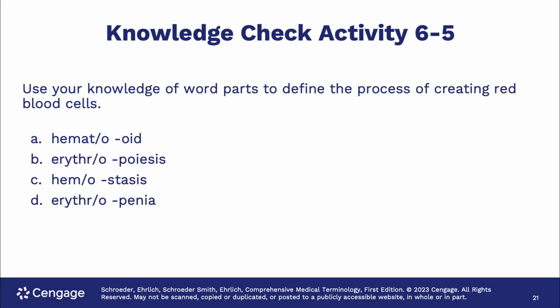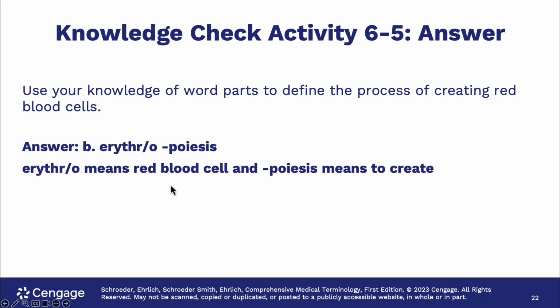Now, let's go back and try to piece some things together here, okay? The process of creating red blood cells. How would we describe that? So what word parts do we need? So we have a few different beginnings, erythro and hemat and heme, and then oid, poiesis, and stasis and penia as endings, okay? If you go back and you use your memory, you'll remember that poiesis is the creation, and erythro refers to red blood cells. So erythropoiesis is the correct answer here.